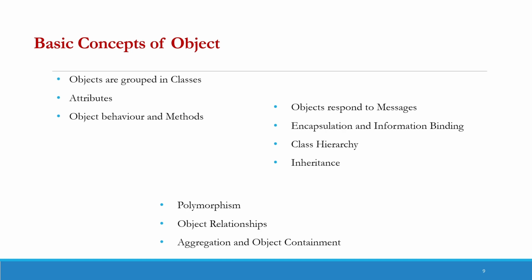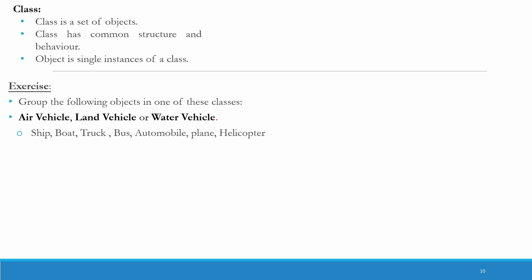There is a class. Class is a set of objects. Every object which has common structure and common behavior can belong to the same class. Other objects cannot belong in the same class because they have structural differences and also behavioral differences. So an object is a single instance of a class.